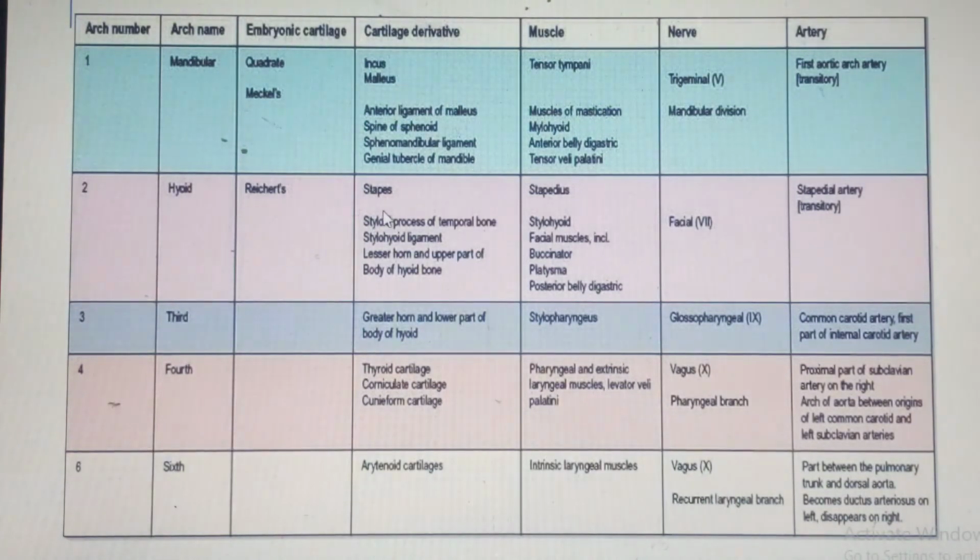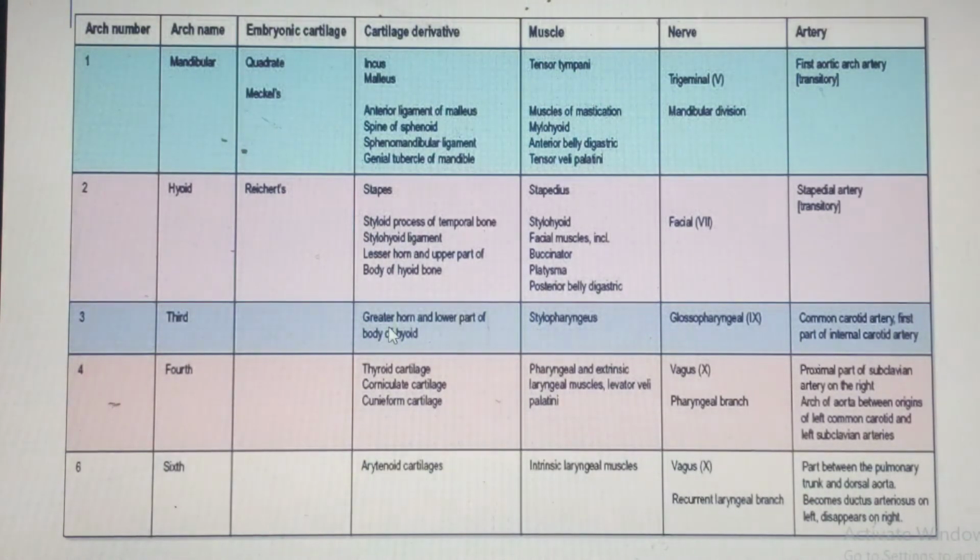Then we said that the second pharyngeal arch will be giving rise to the stapes, except its footplate. We said that. Then there will also be the styloid process of the temporal bone. There will be the stylohyoid ligament, because that one is going to connect to the lesser horn. Then we also have the upper body of the hyoid bone. All of them are produced from the second arch.